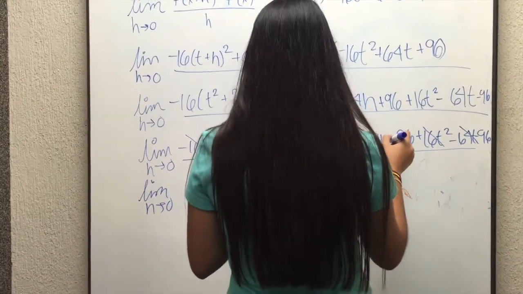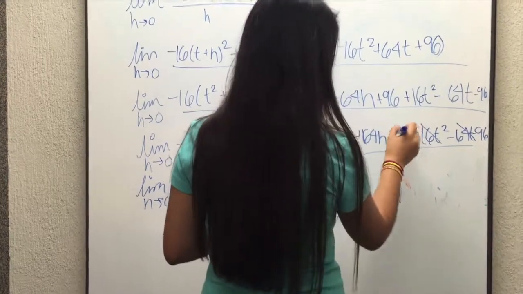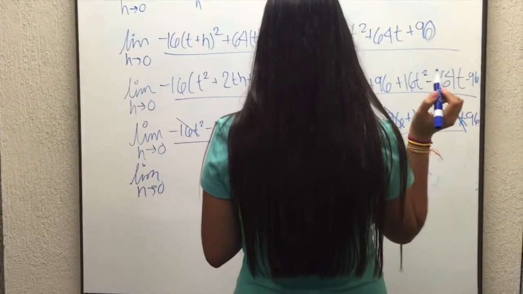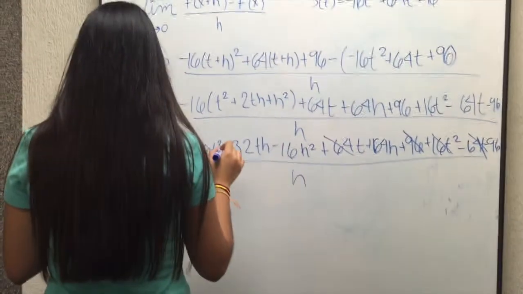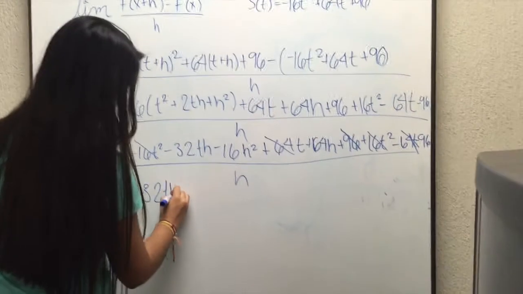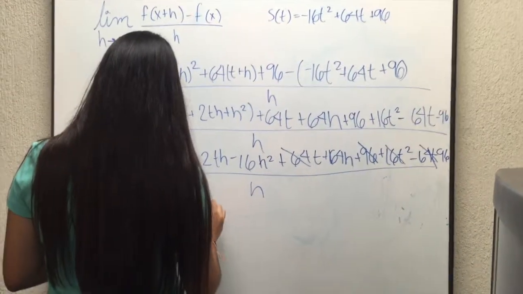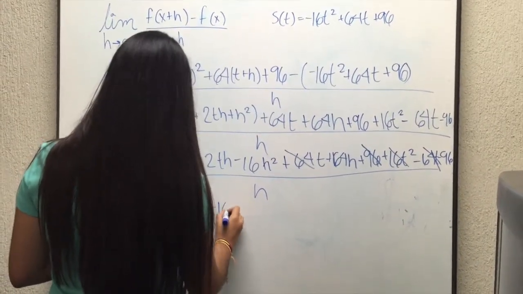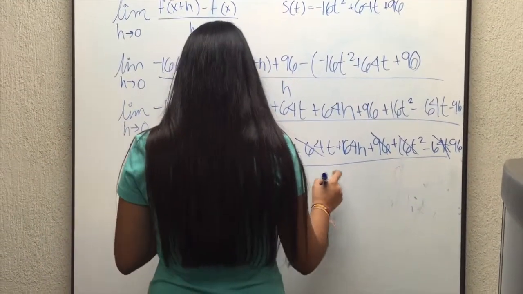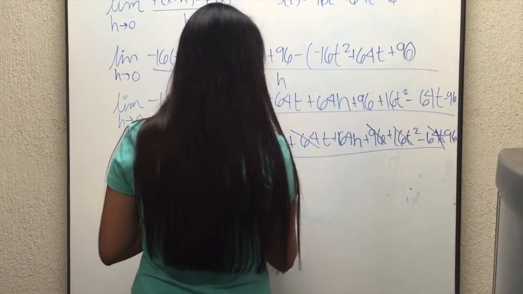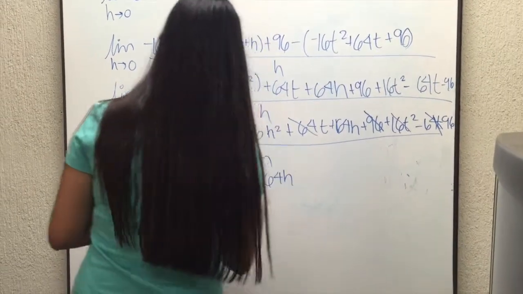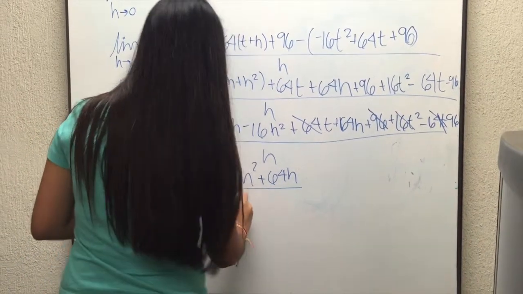and then this and this. So we have -32th - 16h^2 + 64h over h.